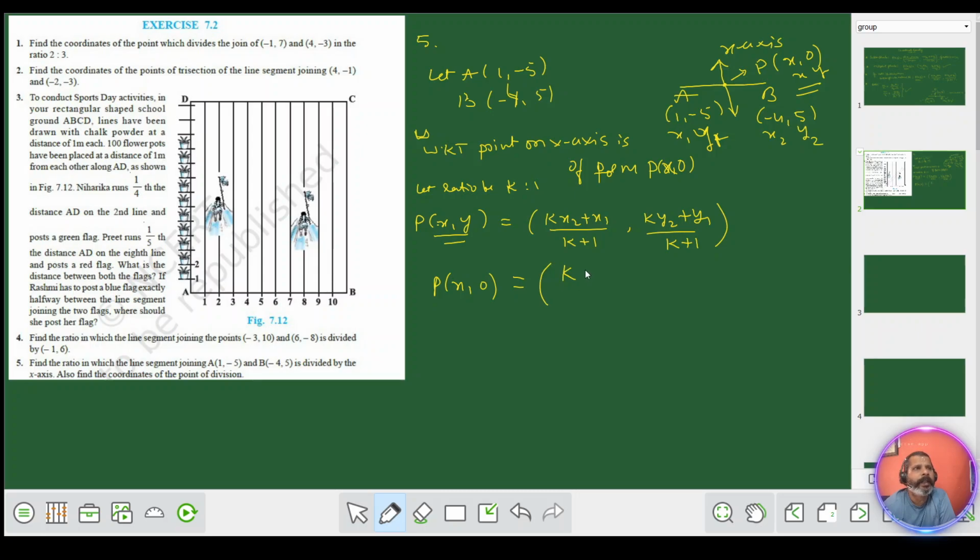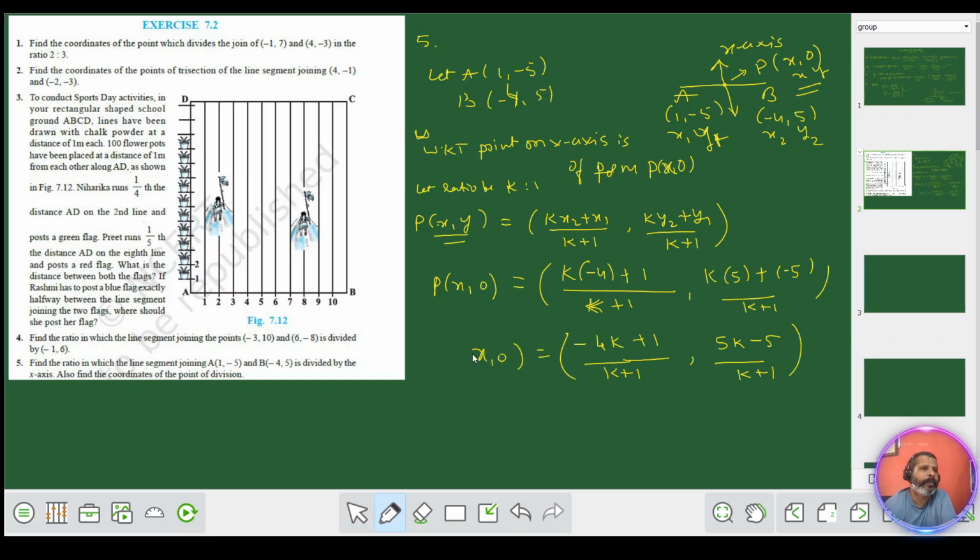So substitute it. K we don't know, we'll write k. X2 is minus 4 plus x1 is 1, divided by k plus 1. Comma, k remains the same. Y2 is 5 plus y1 is minus 5 by k plus 1. So it becomes minus 4k, my mistake, coefficient should be behind the variable, plus 1 by k plus 1. And 5k plus 1 into minus 5 is minus 5 by k plus 1.